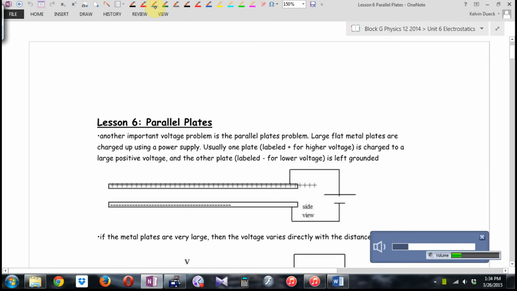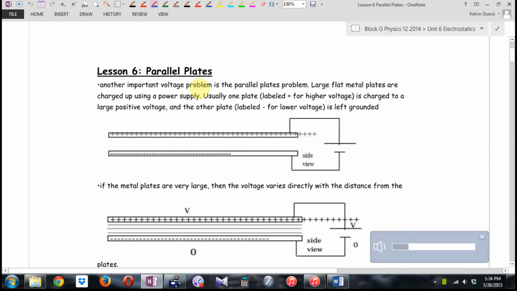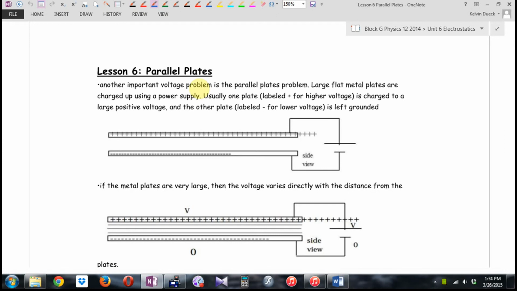So another important problem I wrote is the parallel plates problem. It turns out that large flat metal plates, and by large I really just mean like 5 centimeters long, which is large on the atomic scale. If you have large flat metal plates and you charge them up using a power supply, you may recall from your Science 9 days, from a battery that was positive, that was negative. You charge them up with a power supply, either a plug or a battery.